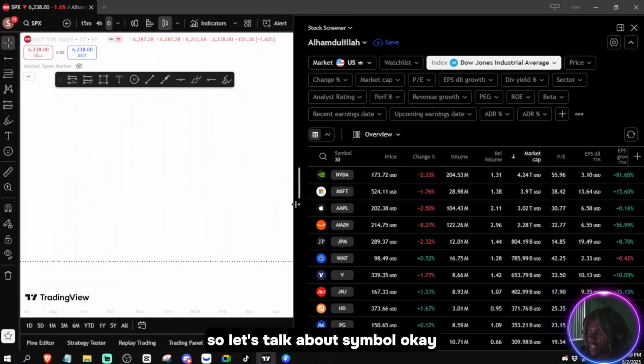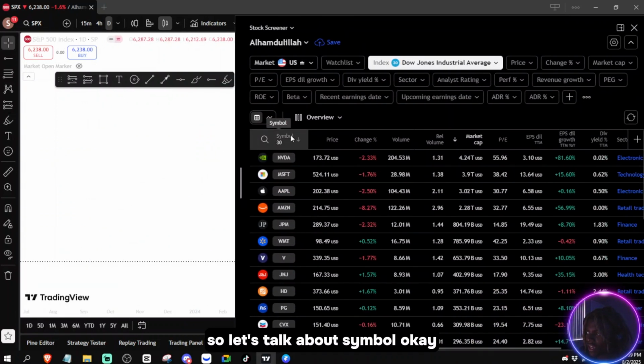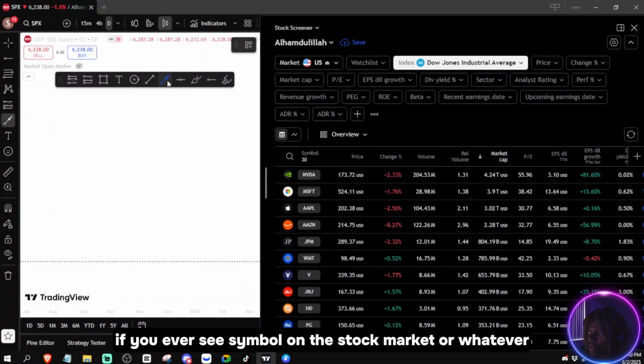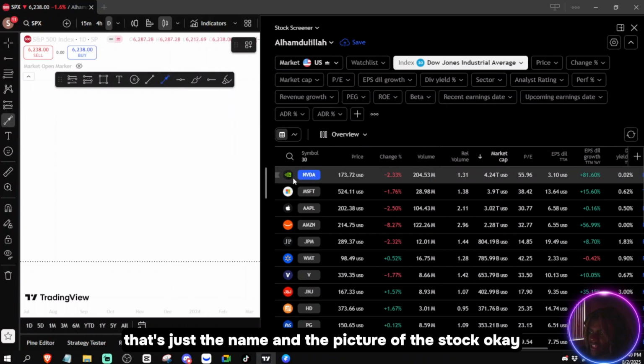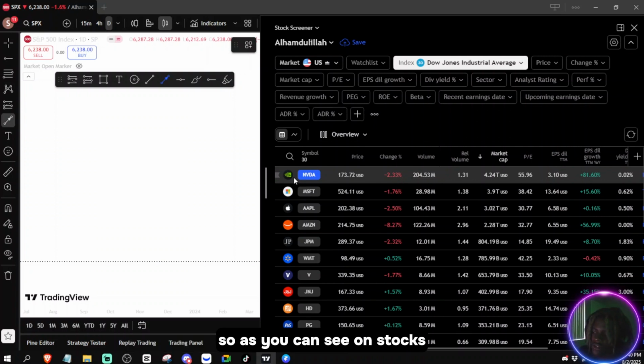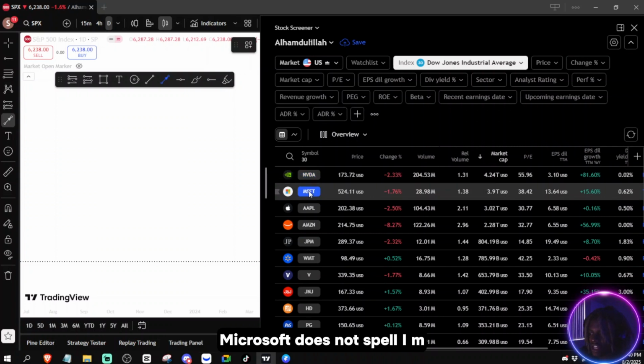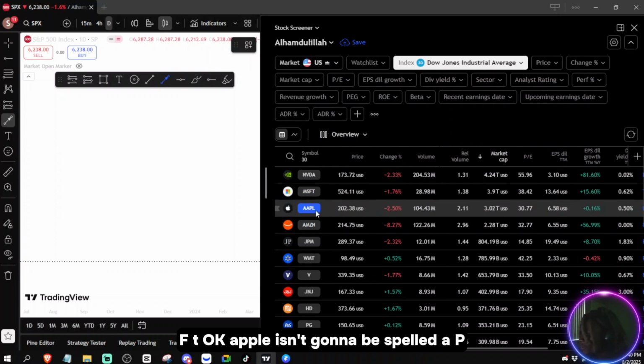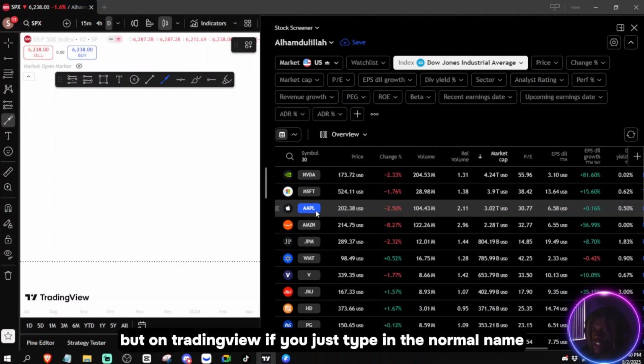So let's talk about symbol. If you ever see symbol on the stock market, that's just the name of the stock. As you can see on stocks, not everything is going to be spelled normally. Microsoft is not spelled MICRO, it's shortened down to MSFT. Apple isn't spelled APPLE, it's spelled AAPL. One thing we have to get used to is just looking at the symbols, but on TradingView, if you just type in the normal name, symbols will match. And same thing with most brokers.